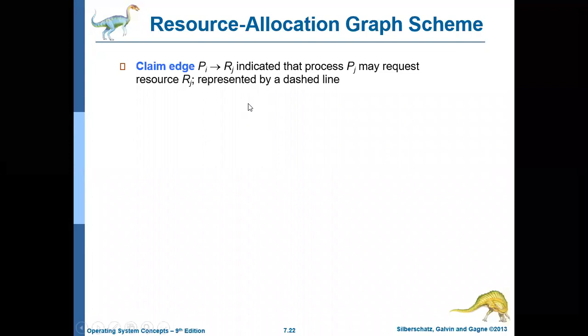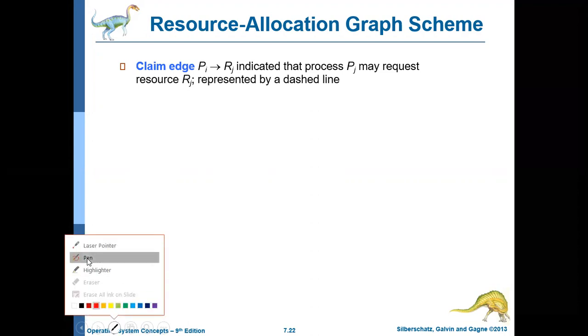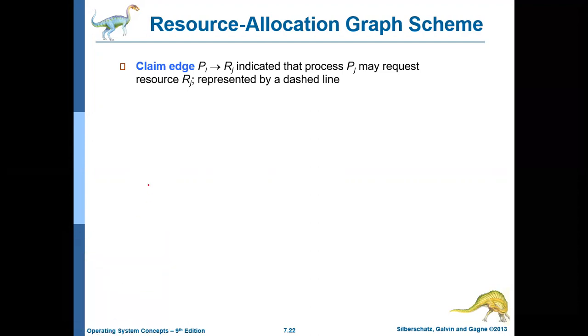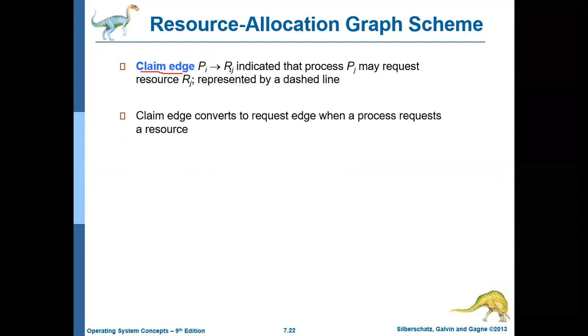Basically, a claim edge means that the process Pi may require the resource Rj in the future, and the claim edge is represented through a dashed line. So here we introduce a new edge, which is called a claim edge. All the other things are the same: two types of vertex, one is process, the other one is resource. And the claim edge will be converted to a request edge when the process requests the resource.